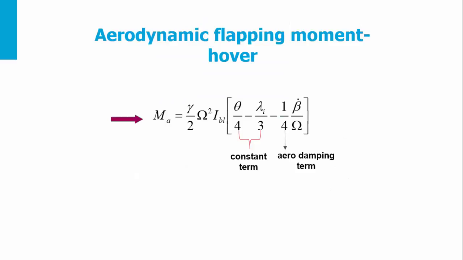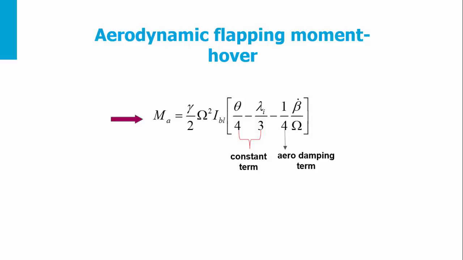Now, going back to the aerodynamic moment and performing the three integrals that we were discussing, we see that we obtained the aerodynamic moment as depending on the pitch angle of the blade, on the induced velocity of the blade, and on the beta dot flapping velocity. Actually, this last term is an aerodynamic damping term.